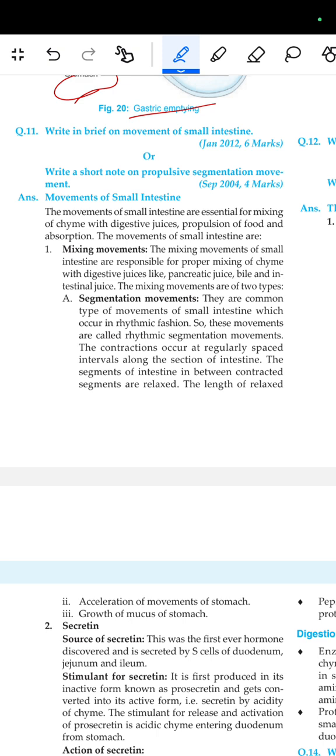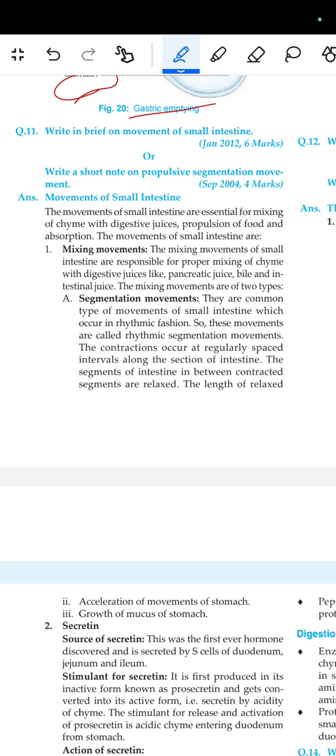The movement of the small intestine is essential for mixing of the chyme with the digestive juice, propulsion of the food and absorption. The movements of the small intestine are mixing movements. The mixing movements are essential for the proper mixing of the chyme with the digestive juice like the pancreatic juice, bile and intestinal juice. The mixing movements are of two types: segmentation movement.